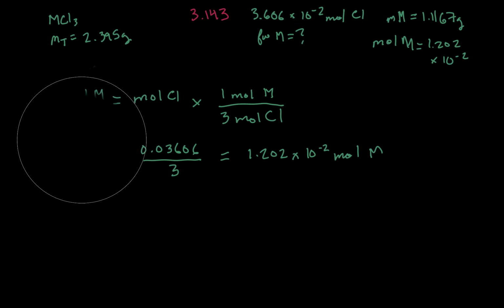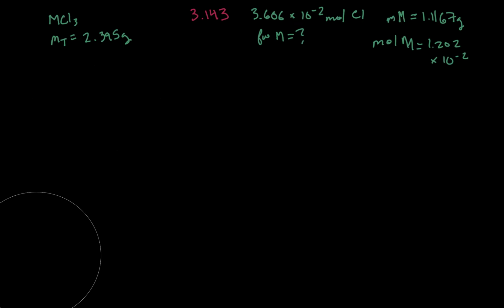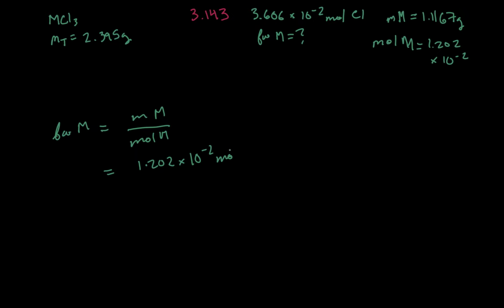Sorry, computer froze there. Okay, let's get some room back. All right. So now formula weight of M equals the moles. Oops, sorry. Grams per mole. So mass of M over moles of M. All right, so we had 1.202 times 10 to the negative 2 moles. Oh, good grief. Sorry, guys, I'm back.